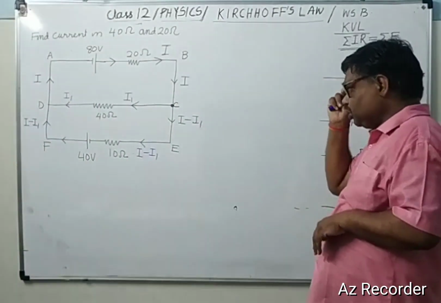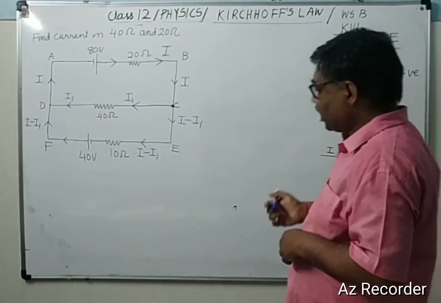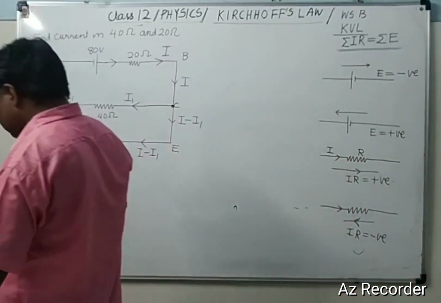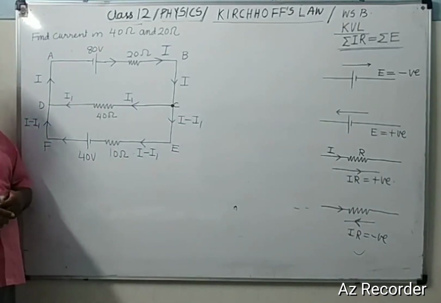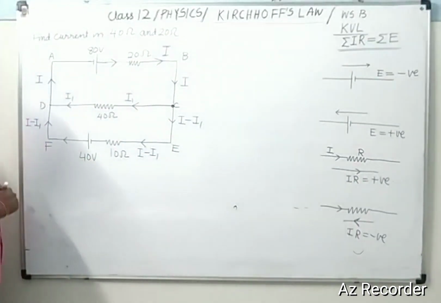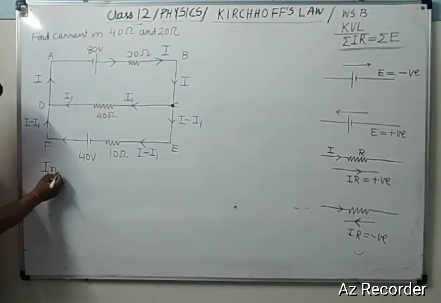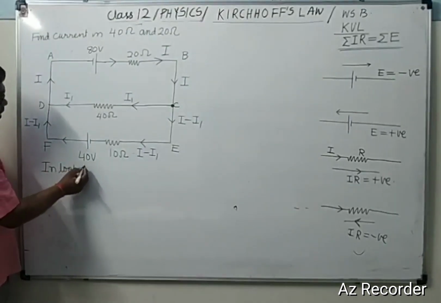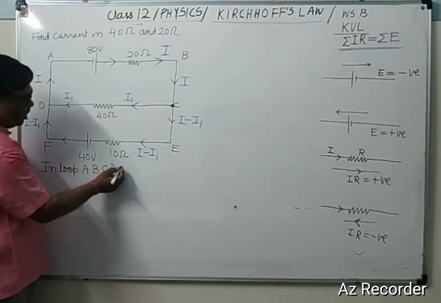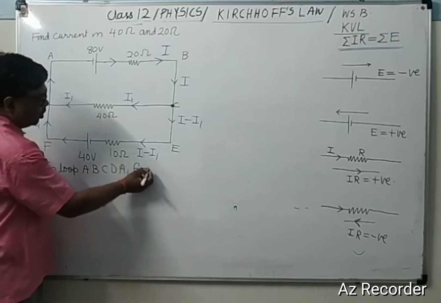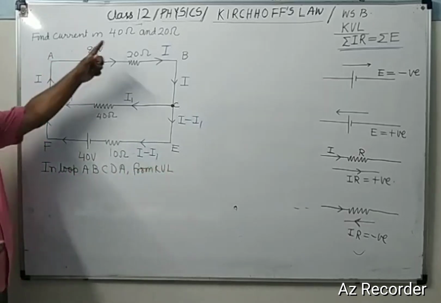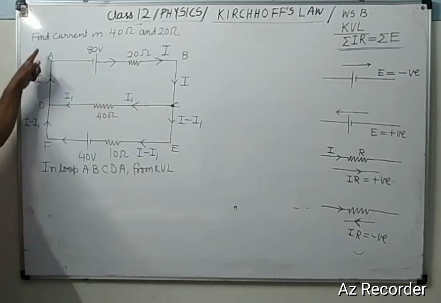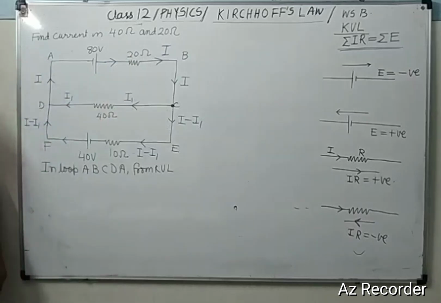Now see here. In the same way, we will apply Kirchhoff's voltage law. We have taken one loop and we will name the loop according to how we are traversing. Here you can take A, B, C, D, E, A. We are traversing from A to B, then B to C, then C to D, and then D to E. We will apply Kirchhoff's voltage law in that form.